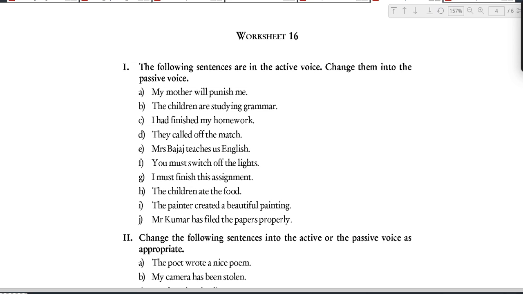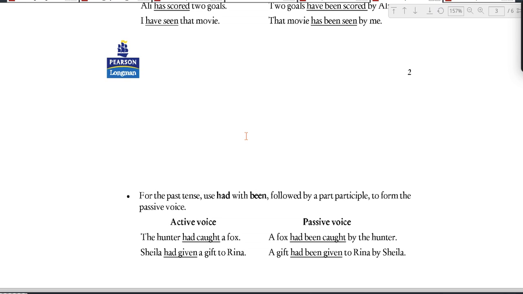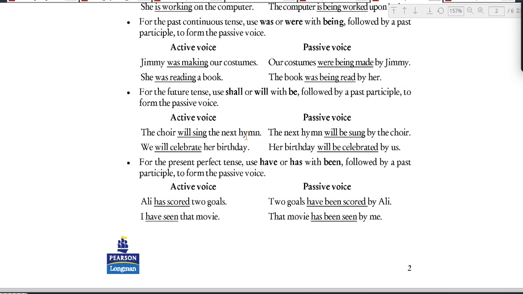What will you use in present perfect? Just have a look here. Yes, have been. Present perfect. Ali has scored 2 goals. So 2 goals have been scored by Ali. So we will switch to the next level.